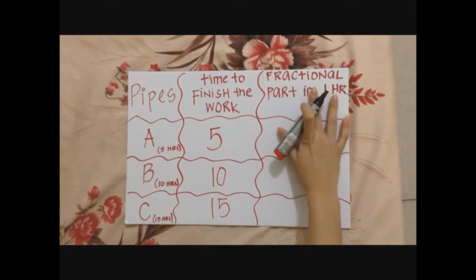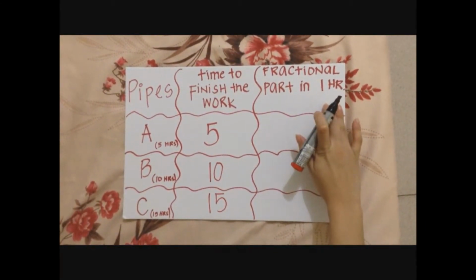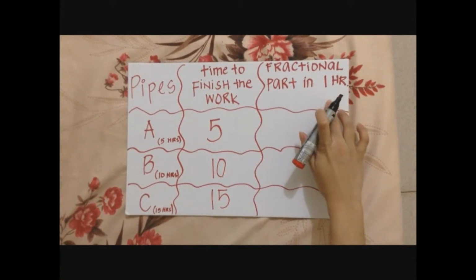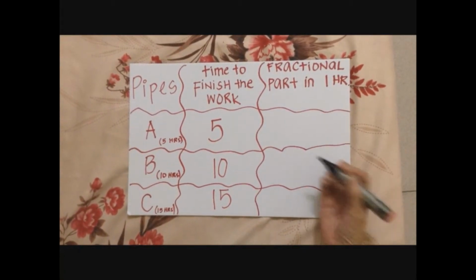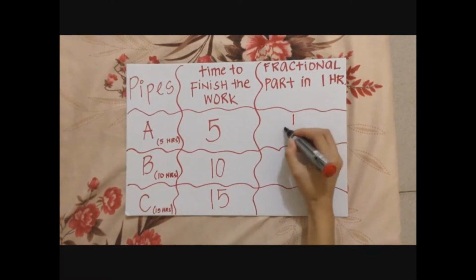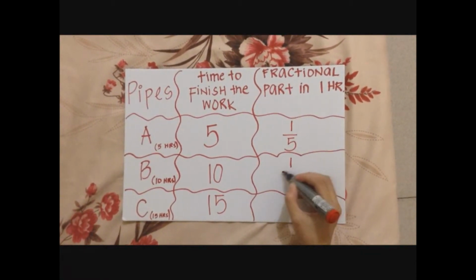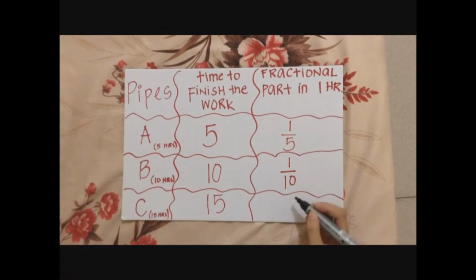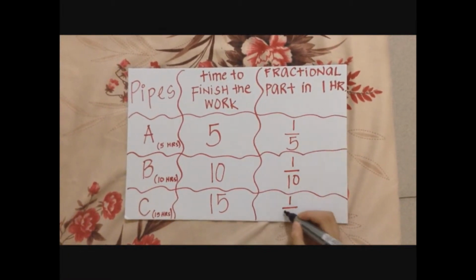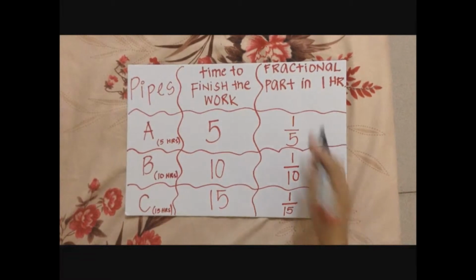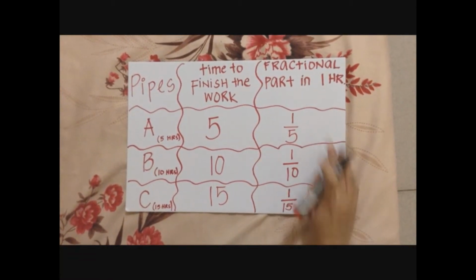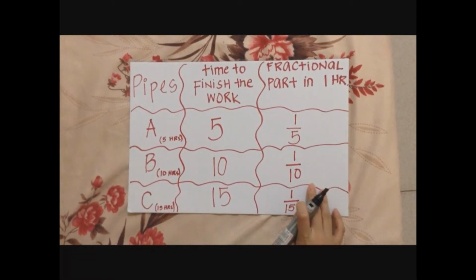In the second one, we're going to get the fractional equivalent of work they have progressed over an hour. So, in Pipe A, we'd have 1 over 5. In Pipe B, 1 over 10. And in Pipe C, 1 over 15. These fractional parts are considered the rates for our formula.